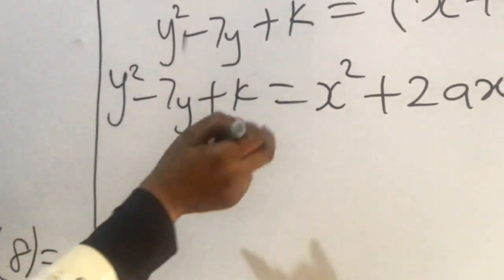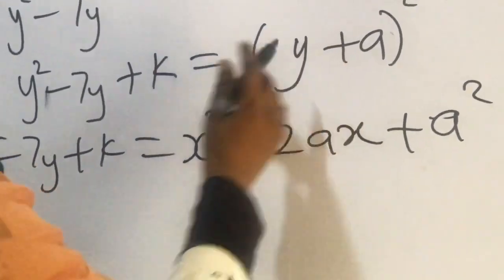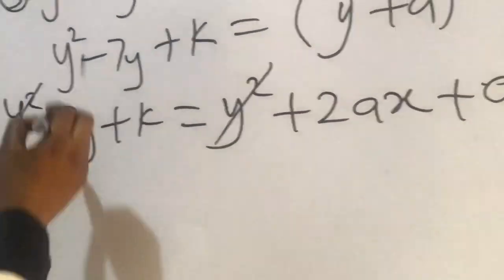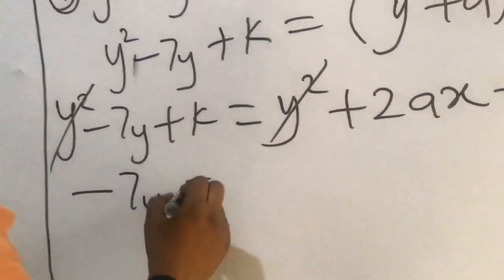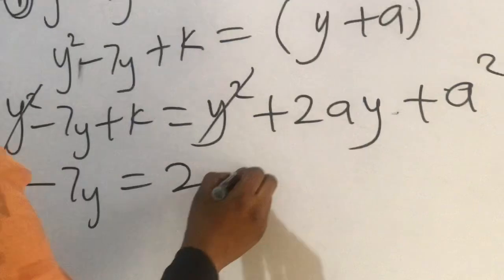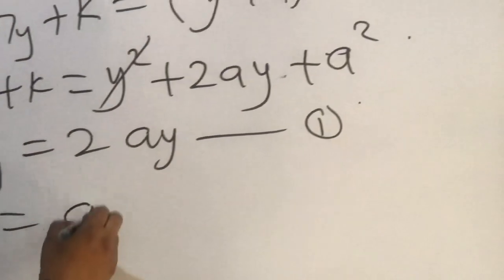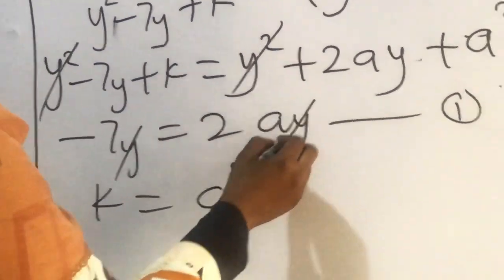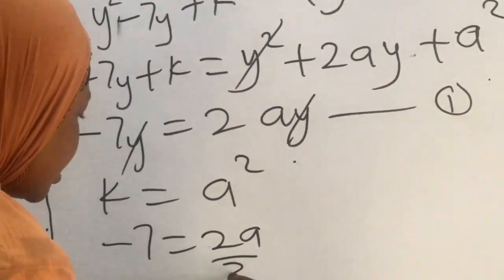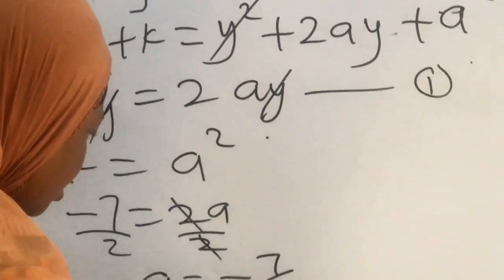So now you equate. Since we are using y here, let's use y here also. So this one will give us y squared. So this y squared will cancel y squared. So minus 7y is equal to 2ay, equation 1. Then k is equal to a squared. So here y cancels y. So minus 7 is equal to 2a, divide both sides by 2. So a is equal to minus 7 over 2.